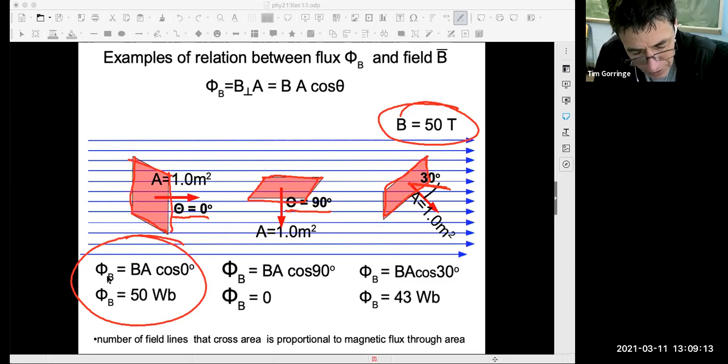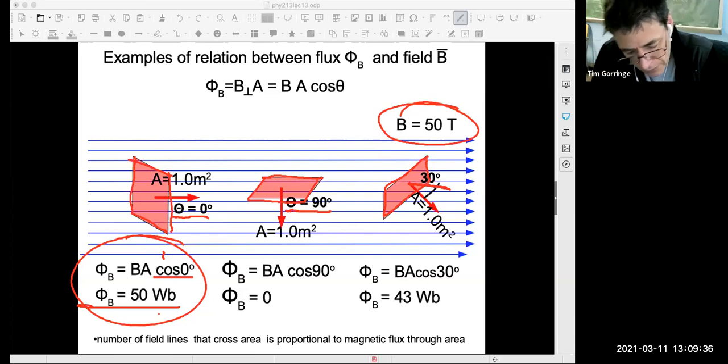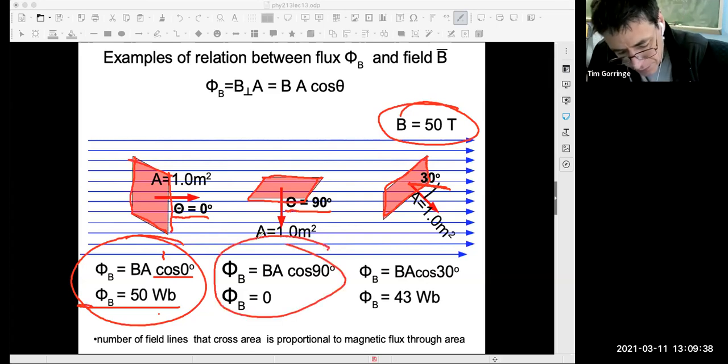So when I come to calculate the flux of the magnetic field through the surface on the left, the flux is the strength of the field times the area of the surface times the cosine of the angle between the A and B vectors. That angle is 0 degrees. Cosine of 0 degrees is 1. So we just get 50 Teslas times 1 square meter times 1. We get 50 Webers as the flux.